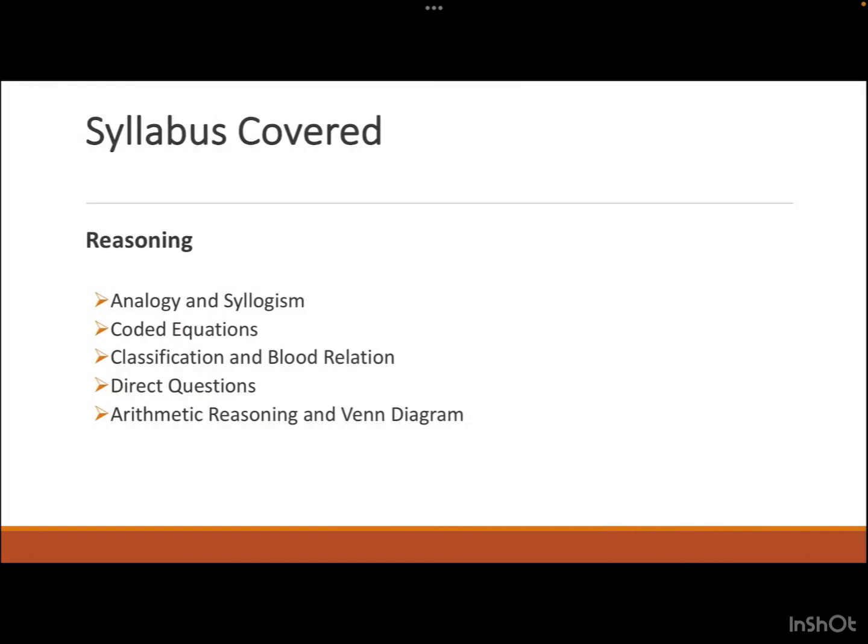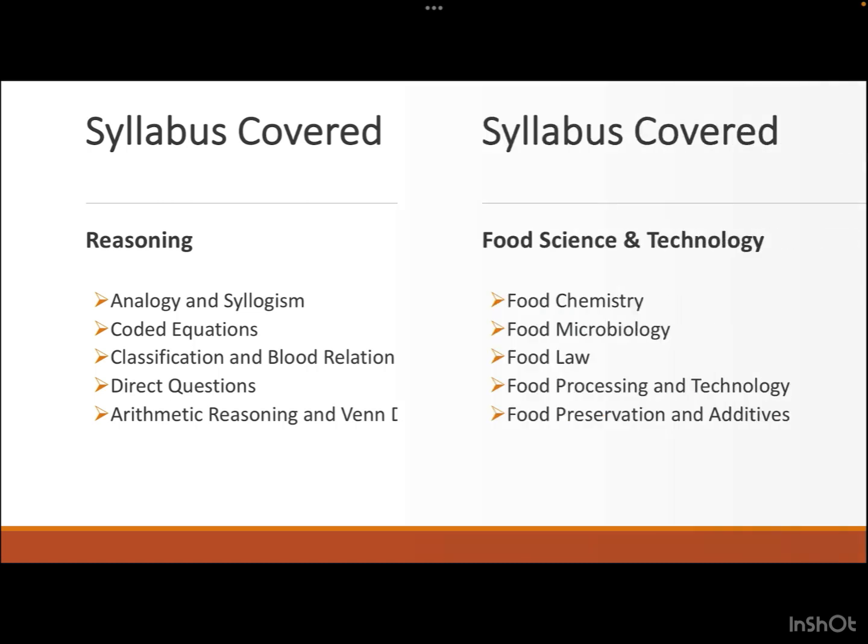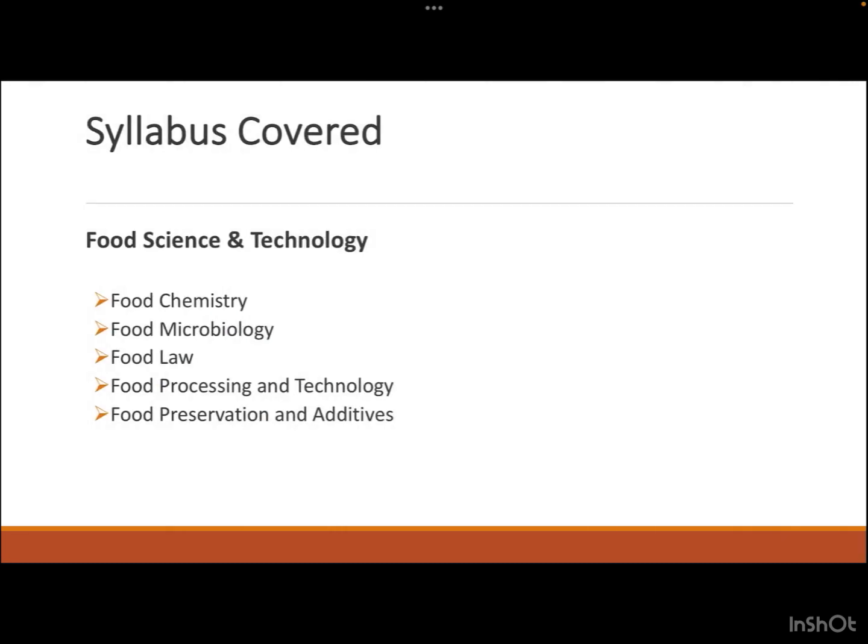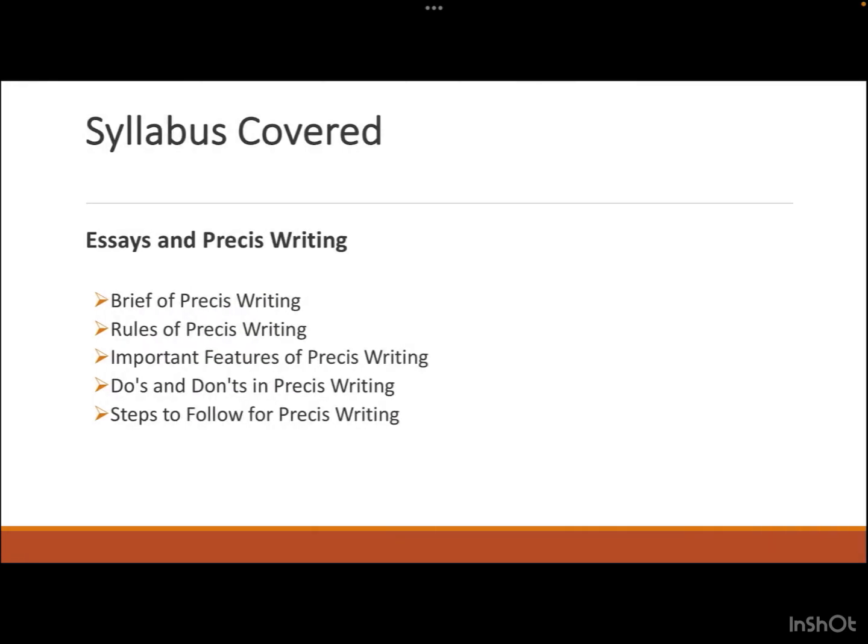In case of reasoning, we'll be studying analogy and syllogism, coded equations, classification and blood relation, direct questions, arithmetic reasoning and Venn diagram. In food science and technology, we'll be studying food chemistry, food microbiology, food law, food processing and technology, food preservation and additives. Essays and precis writing will include brief of PW, rules of PW, important features of PW, do's and don'ts of PW, and steps to follow for PW.